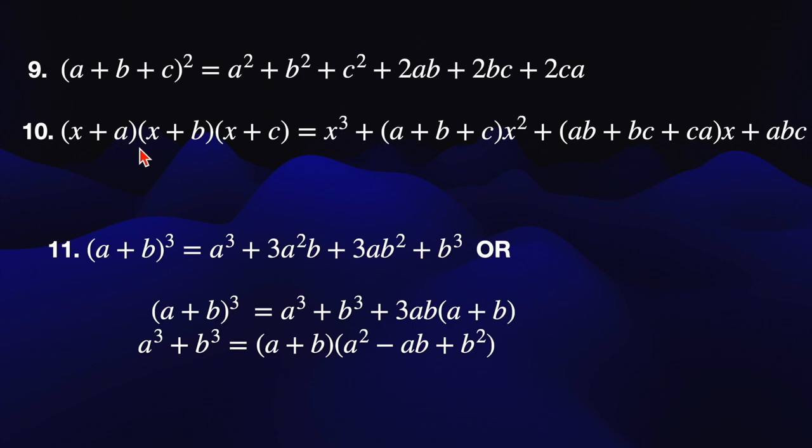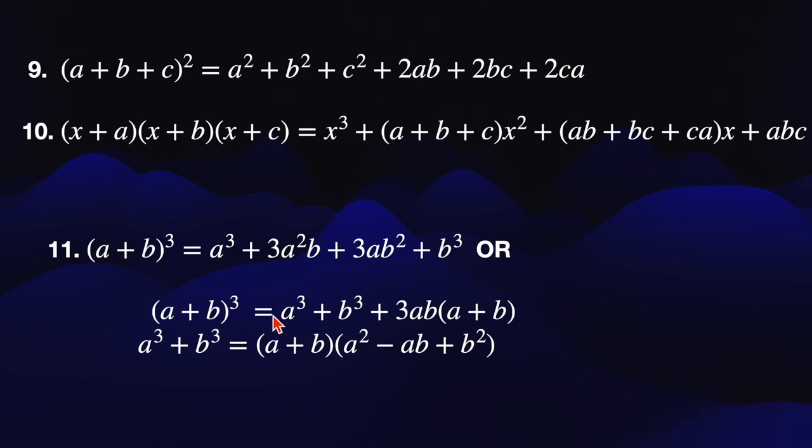So once again, (x + a)(x + b)(x + c) is x³ + (a + b + c)x² + (ab + bc + ca)x + abc. Now the 11th one is (a + b)³. This is very simple. This is a³ + 3a²b + 3b²a + b³. From this itself, you can write down these two formulas.